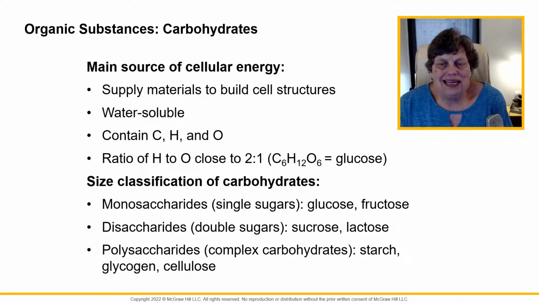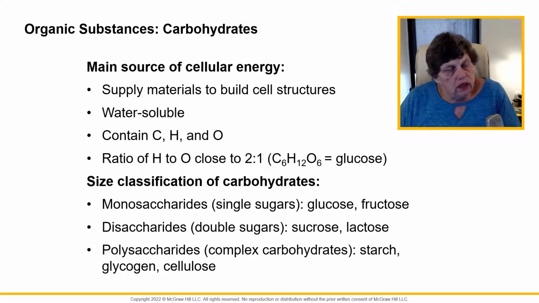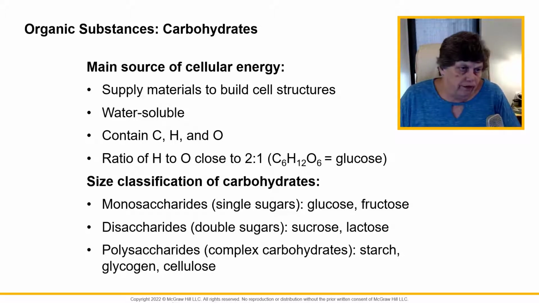This is what the cell uses for its energy. There are several classifications that we'll look at in a second, but again, this is the main source of energy. This is how we break glucose up. We're going to look at this in another chapter, another unit, how we actually take that glucose, that carbohydrate, and break it up and make energy from it.